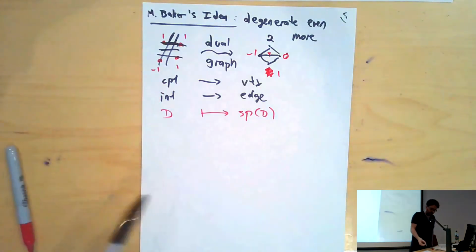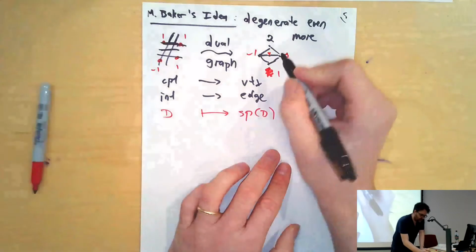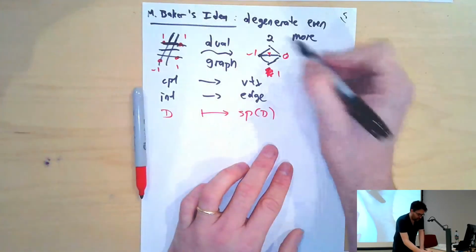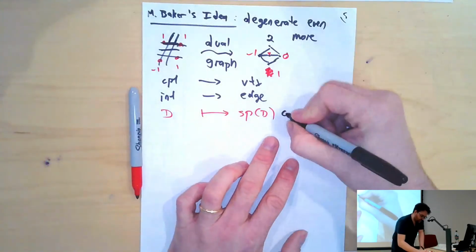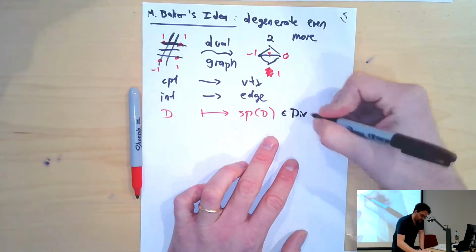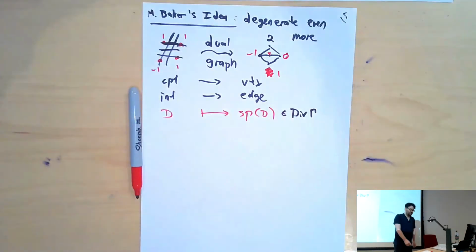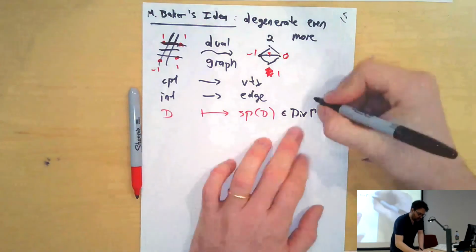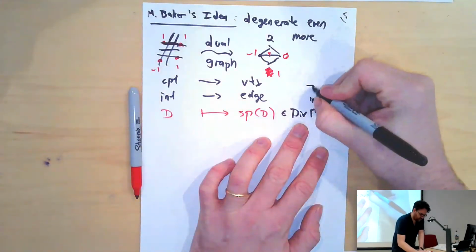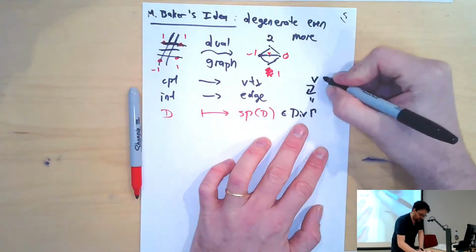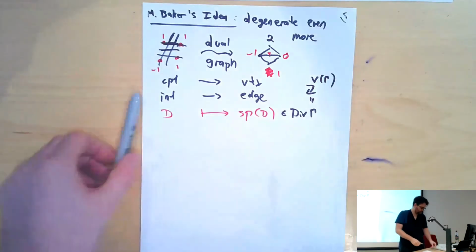The divisor has the same degree. Well, what is the degree? It's the sum of the numbers. Formally, okay, so we call this div of gamma, in analogy with the geometry of curves. And formally, this is just the free abelian group on the vertices of gamma.